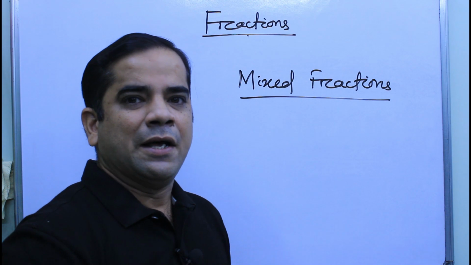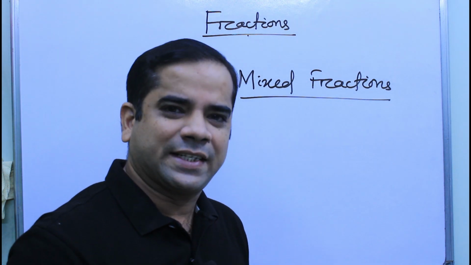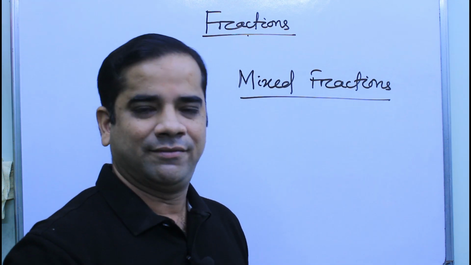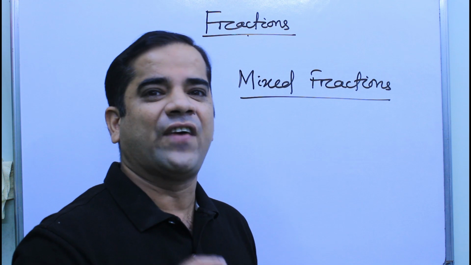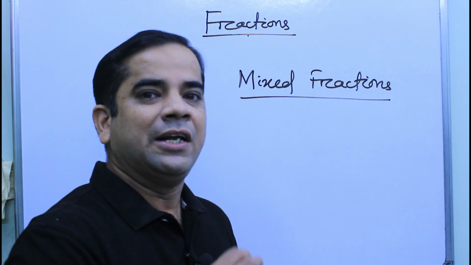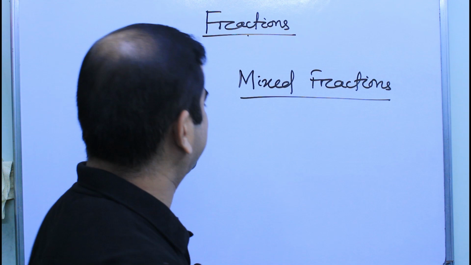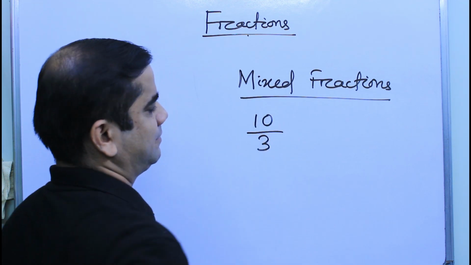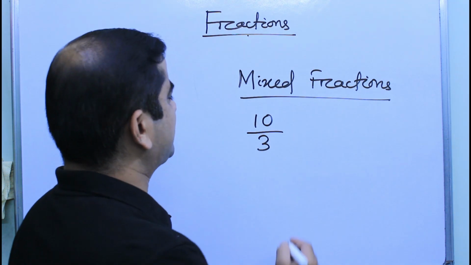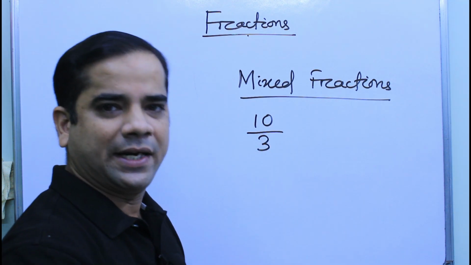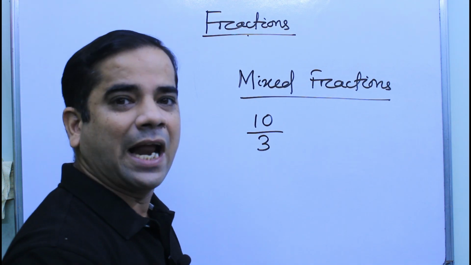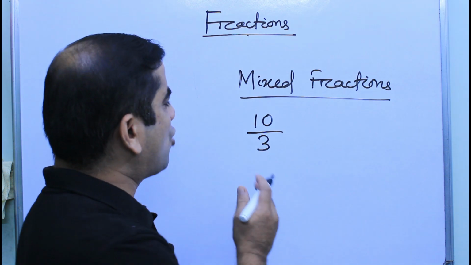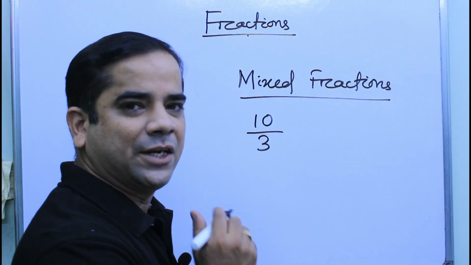Mixed fractions are fractions which have a whole number part along with a fraction. That means all the improper fractions can be converted into mixed fractions. For example, there is an improper fraction 10 by 3. Why is it improper? Because the numerator is greater than the denominator. So this improper fraction can be converted into mixed fraction. So let us now see how we can convert it into a mixed fraction.